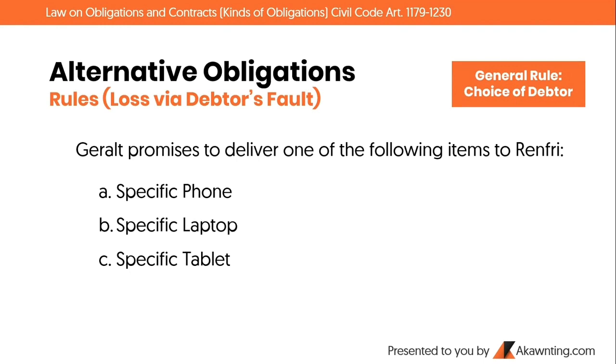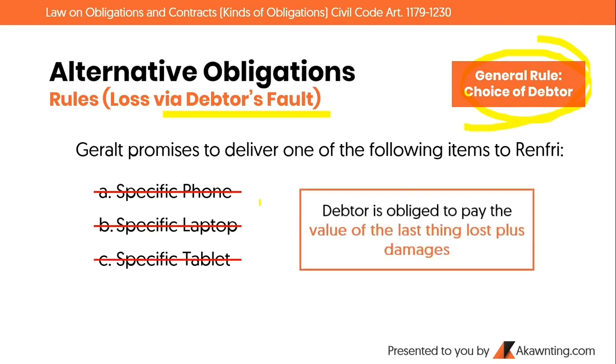Okay, so kanina, ang mga examples natin under loss via debtor's fault, and syempre nandito pa rin tayo sa first rule, which is the general rule, yung choice of the debtor. Yun nga, nawala yung specific phone, nawala yung specific laptop, pero wala pa ring problema, di ba? Hindi pa rin nagbabayad ng damages si debtor kasi meron pa ring naiiwan. Pero what if nawala lahat? Okay? So, pag nawala lahat, the debtor is obliged to pay the value of the last thing lost plus damages.